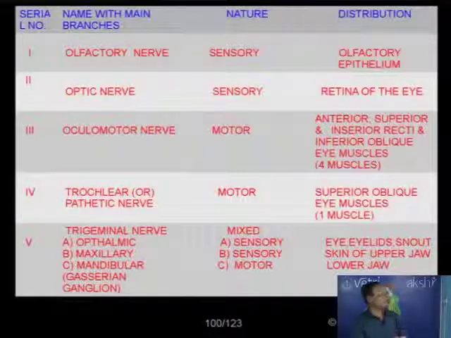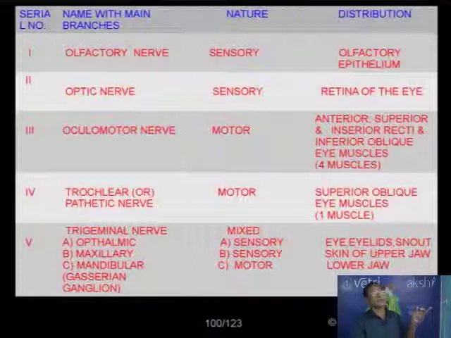So we have, for example, the sensory nerves. What are the 3 sensory nerves? Number 1, the olfactory nerve. Number 2, the optic nerve. And number 8, what is called the auditory nerve. So these 3 nerves are normally sensory in nature. These 3 nerves are sensory.